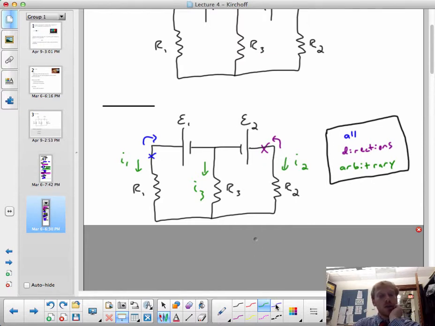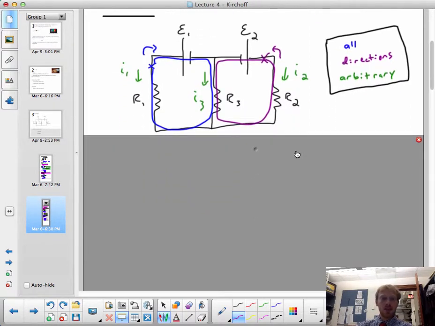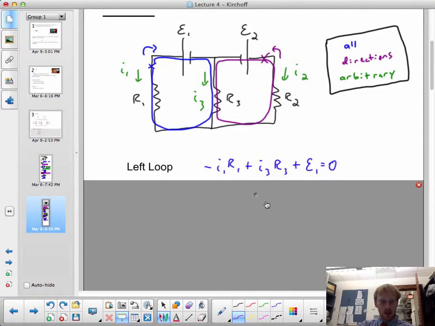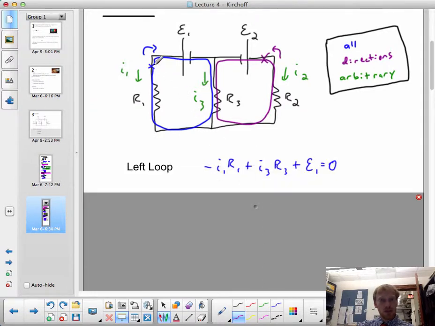I'm also going to choose to walk around this loop in this direction. Could have walked around it in the other direction. And I'm going to end up writing down a Kirchhoff's loop rule for that path that goes clockwise. I'm also going to choose to walk around this loop in the counterclockwise direction. Could have chosen a clockwise direction. Now that I have made the choices about what direction I want to call the currents as going and what direction I want to walk around the loop, here's the blue loop.